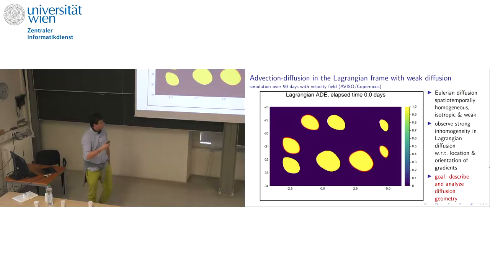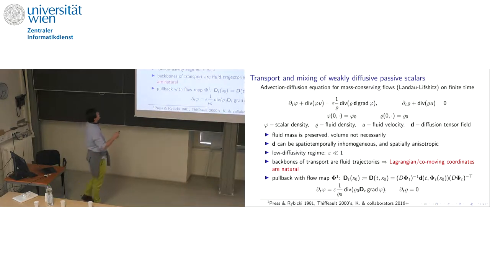Okay, and my goal is to find a description of this diffusion geometry, if you want, of this effective diffusion geometry in the Lagrangian coordinates. All right. So a few equations just to remind everyone. So this is the advection diffusion equation for a mass-conserving flow in this Landau-Lifshitz version, considered over finite time, that's important. So we're not interested in asymptotics here, but this is an observation problem here.